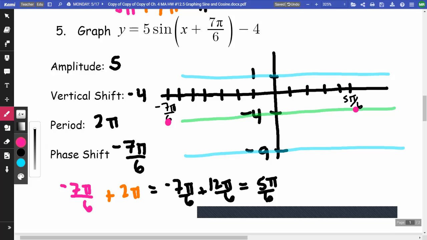That is 12. So I'm going to go 6 in. 1, 2, 3, 4, 5, 6. That's going to put me here. And then halfway between that, 1, 2, 3, that is going to be my high. And 1, 2, 3, that is going to be my low. And that's my graph. So I scaled it by 6. Oops, what am I doing?